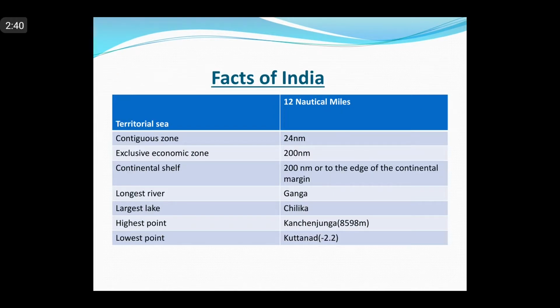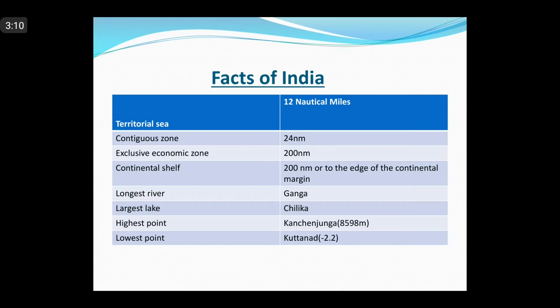So what about this contiguous zone? This is 24 nautical miles, then the exclusive economic zone is 200 nautical miles, and the continental shelf is 200 nautical miles or to the edge of the continental margin.